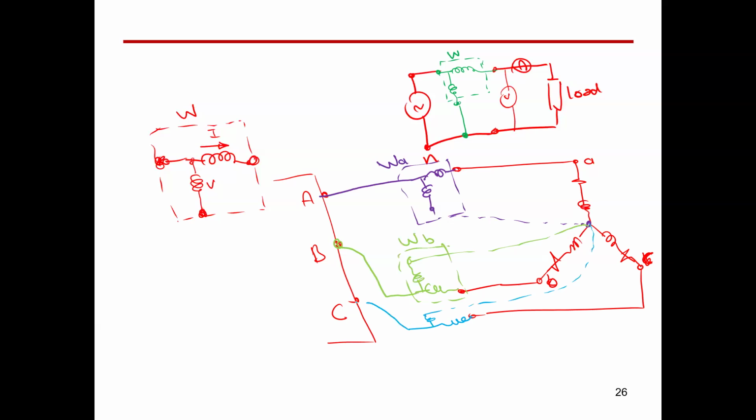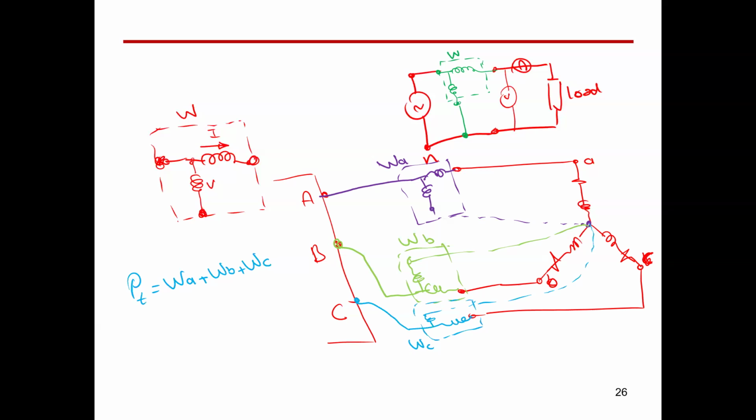And then this can be connected here to phase C, and this would be the third wattmeter, wattmeter C. And definitely I can say power total equals the reading of wattmeter A plus the reading of wattmeter B plus the reading of wattmeter C. So this makes sense because we have a three-phase system, so we have three wattmeters.